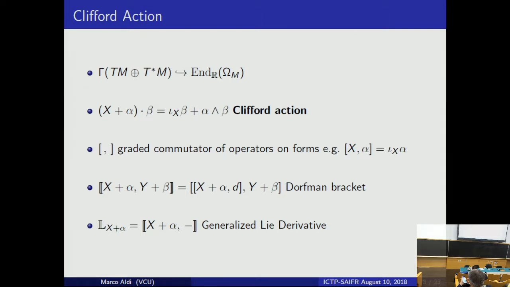Okay. In this definition it is not clear that the Dorfman bracket is internal to T plus T star. You're right. It is not clear a priori. It's just some R-linear endomorphism. Then you have to show that it's actually landing again in the generalized tangent bundle. Yes, that's a good point.